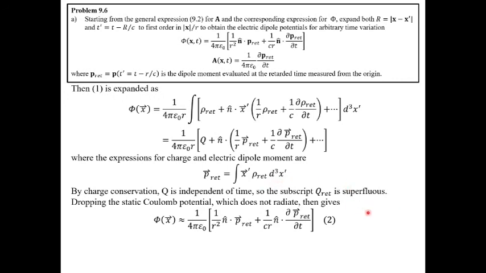By charge conservation, the total charge is independent of time, so the subscript retarded on q is superfluous. Dropping the static Coulomb potential, which does not radiate, then gives Formula 2.